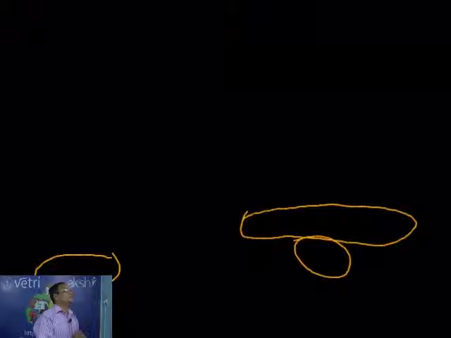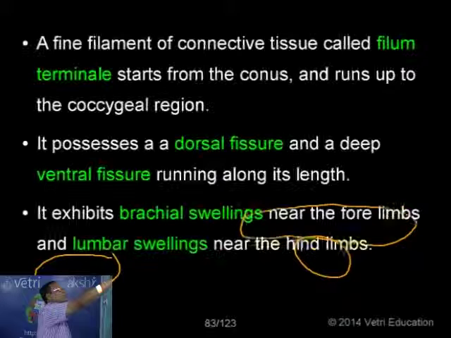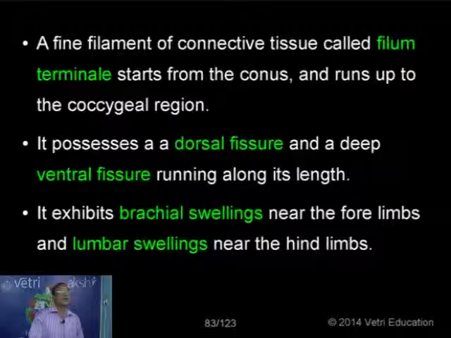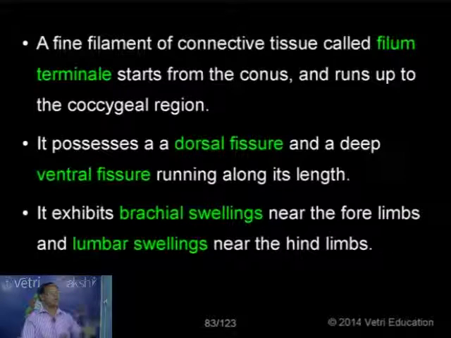Now the conus medullaris is followed by a fine filament of connective tissue which runs up to the coccygeal region. That filament structure which follows the conus medullaris and runs up to the coccygeal region is called filum terminae. So it starts from the conus, as I mentioned earlier, and runs up to the coccygeal region.